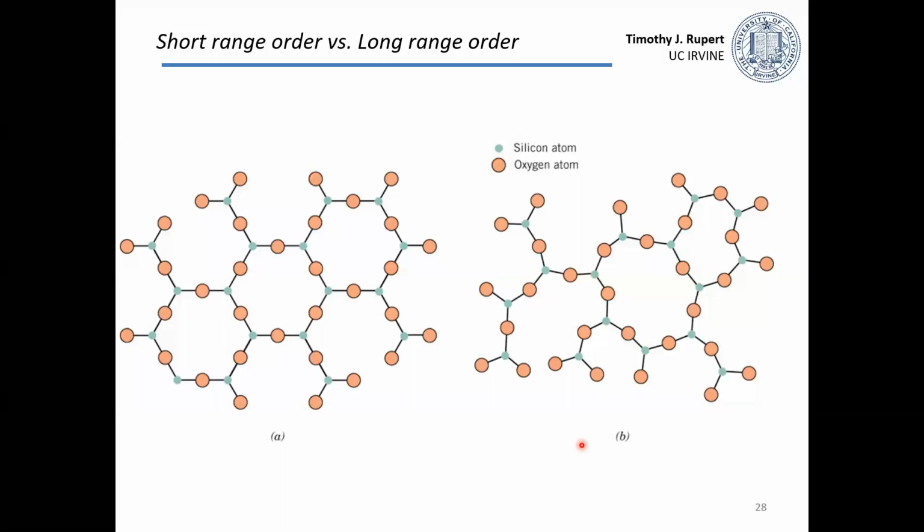This picture is just showing an example of a slice through silicon dioxide. On the left is a picture of what would happen with quartz, and on the right here is the glassy material. So you see that it's more disordered than the quartz.